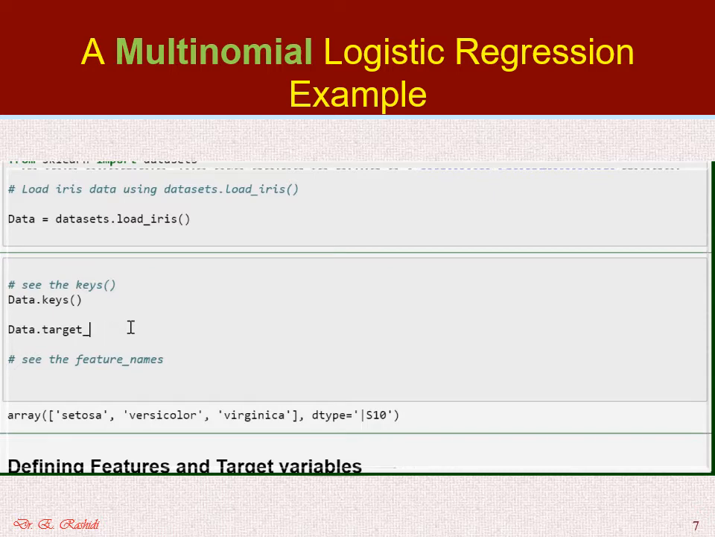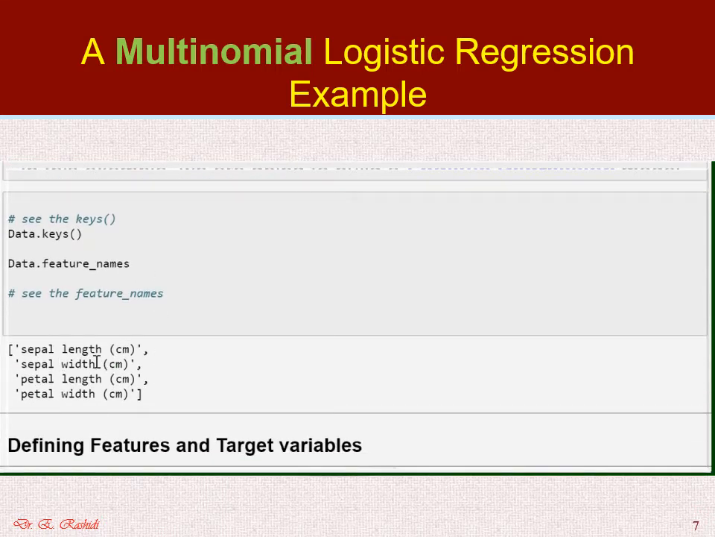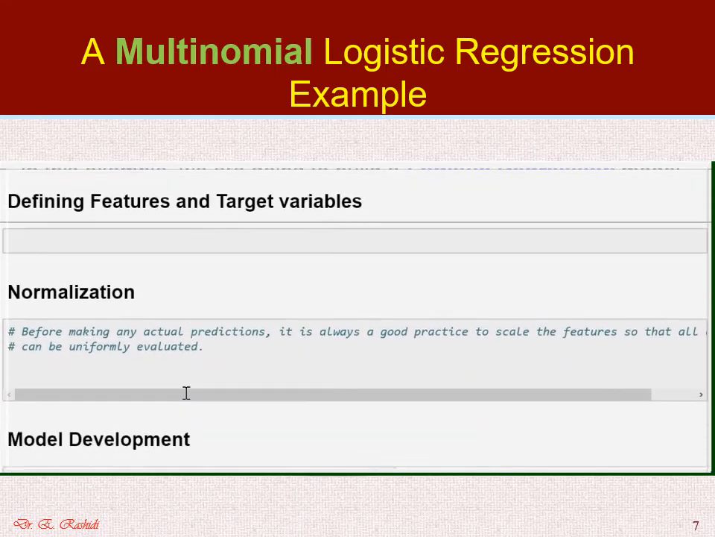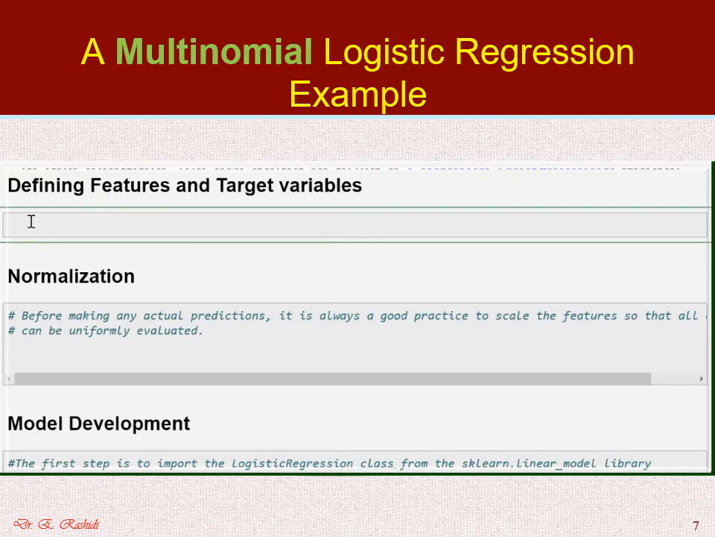Let's take a look at the feature names. So we have 4 features here. We have the sepal length in centimeters, sepal width, petal length, and petal width. All right, so we are good to go. Let's go ahead and split our data into the feature variables X and the target variable y. So X is going to be our feature variable, and that's going to be the data.